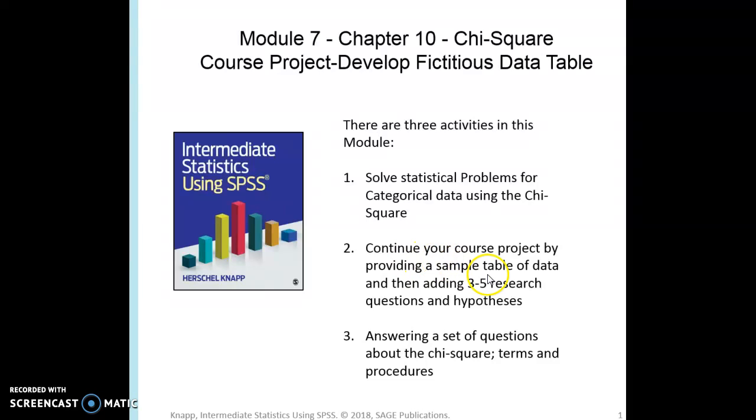Number two, we're going to continue your course project by providing a sample table of data and then adding 3 to 5 research questions and hypotheses. And then number three, we're going to answer a set of questions, I think it's 10 questions, about the chi-square terms and procedures.